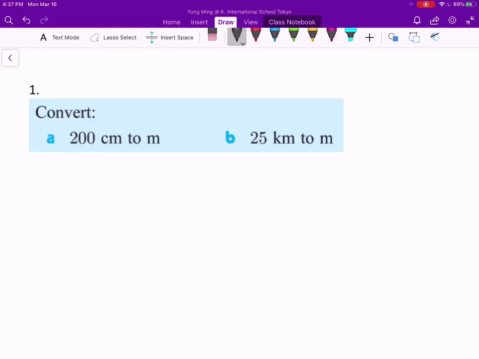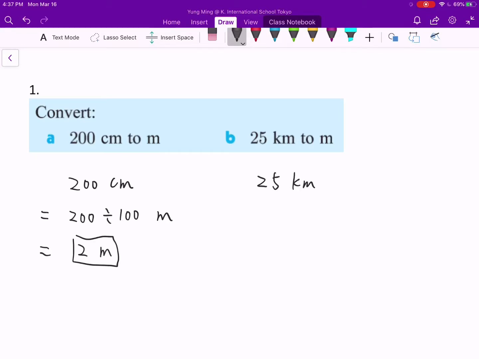Now the first one, we're going to start out with a little warm-up. 200 centimeters, I want to convert that to meters. So 200 centimeters is equal to, well, you kind of know from your intuition that we need to divide in order to get to meters. Divide by how many? Divided by 100. In this case, I'm going to get 2 meters, and that will be my final answer.